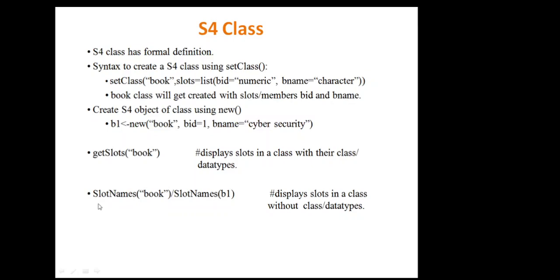Then another function is there, slotNames. See here, the S and N, these two letters are capital. So slotNames of book, or slotNames of B1, which is the object of the class. It displays the slots in a class without data types. So it will display BID and BName as output, without displaying the data types numeric and character.